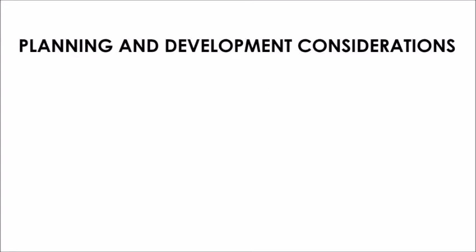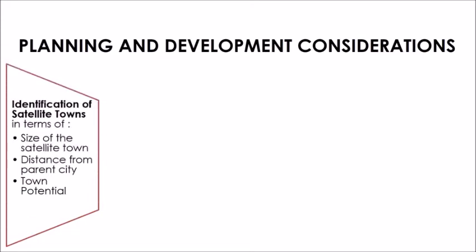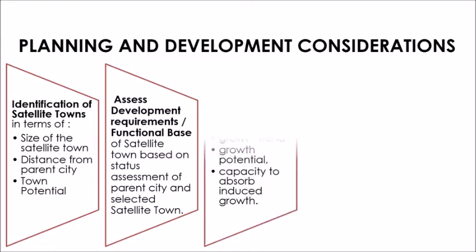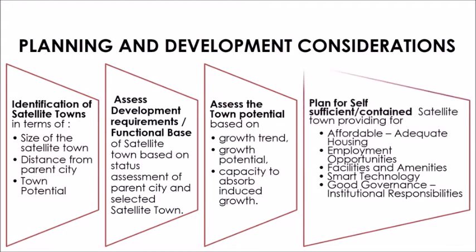What are the planning and development considerations of satellite towns? You can see from here, satellite towns are identified in terms of the size, the distance from the parent city, and the potential of the town. And one needs to assess the development potential of the towns based on the assessment of the parent city and the selected town in terms of their growth trend, their growth potential, the capacity to absorb induced growth, and the status assessment of the town as well as the status assessment of the parent city.